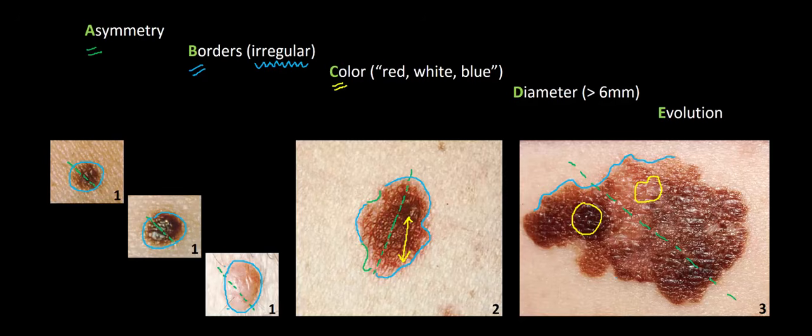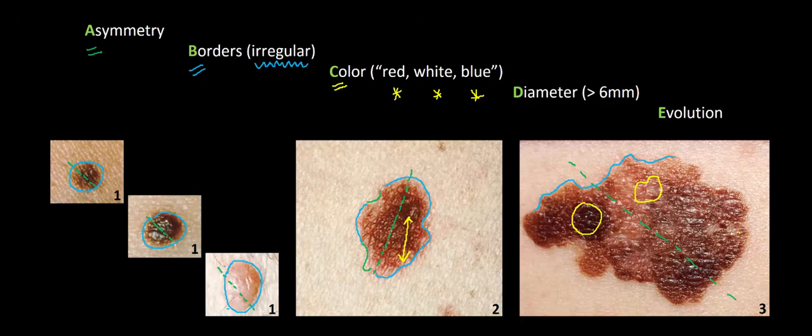Now, if you do identify color variation in a pigmented lesion, there are three colors that are particularly worrisome, and those are red, white, and blue, the colors of the American flag. Red is worrisome because it can indicate irritation or inflammation in the region of the lesion, which can often accompany melanoma.